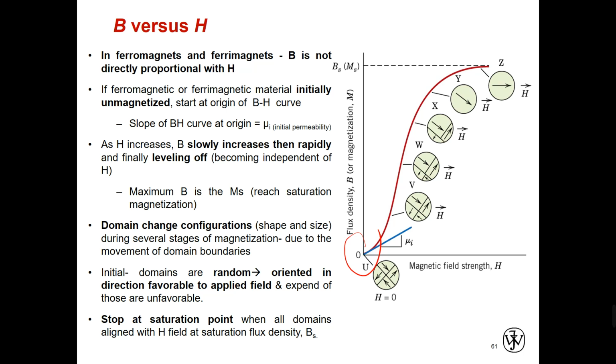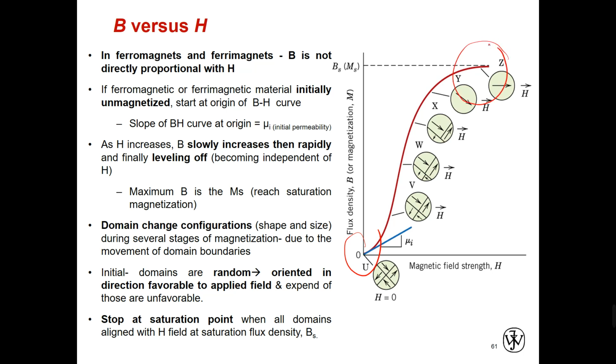Domains change configuration, shape and size during several stages of magnetization due to the movement of domain boundaries. Initially, domains are randomly oriented; those in a direction favorable to the applied field expand, and those unfavorable shrink. And it will stop at the saturation point when all domains align with the H field at saturation flux density BS here, the saturation level.